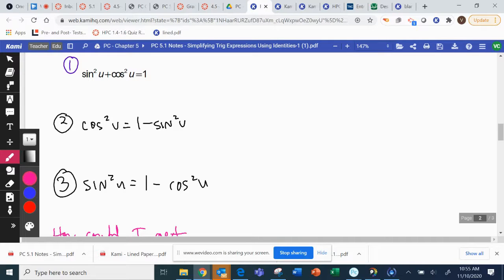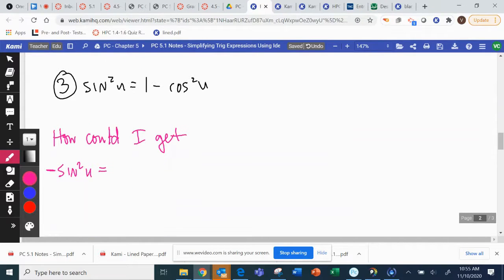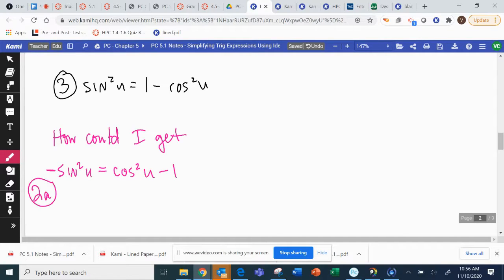Use the second one and add 1. Well, adding 1 is going to give me a 2 here. No, subtract 1. So if we subtract 1, that's going to leave me with a negative sine squared, right? So negative sine squared u is equal to cosine squared u minus 1. So right there, we just made another Pythagorean identity. I called it 2a because it was from the second one.